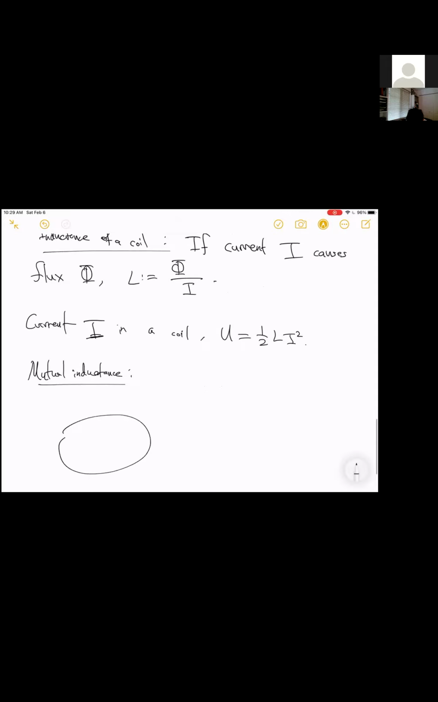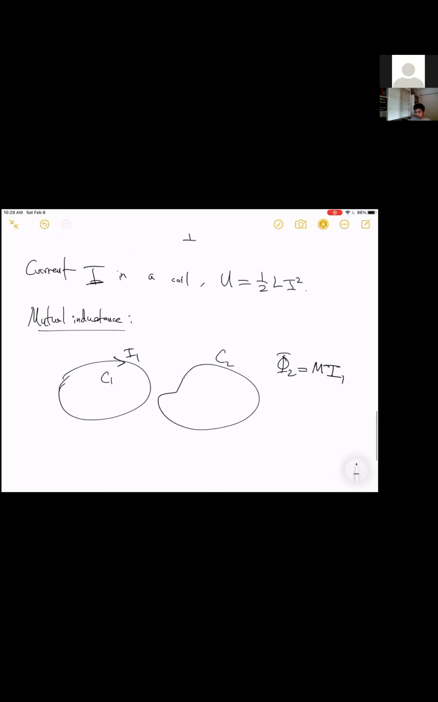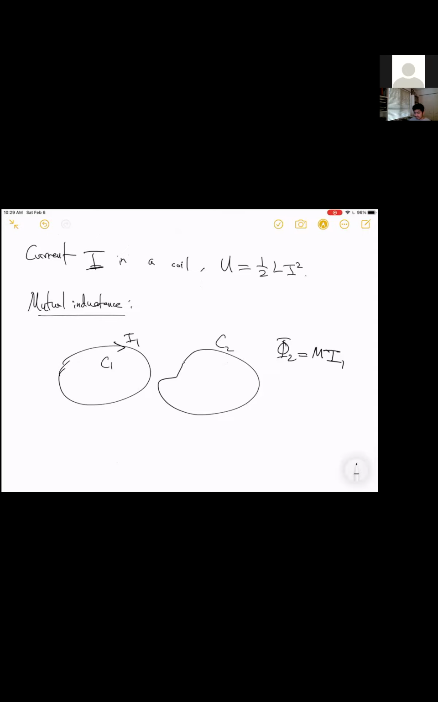So what it means here is I have C1 and I have C2. Essentially, if I have a current I1 here, and zero current in C2, then the flux in 2 is some mutual inductance M times I1. The beautiful thing is that the mutual inductance is the same for 1, 2 and 2, 1. So if I have a current I2 through C2 and zero current through C1, then the flux through the first loop is just M times I2. So there's a symmetry in M, which is very non-trivial. It's not obvious at all, but it turns out to work. So there's also mutual inductance.